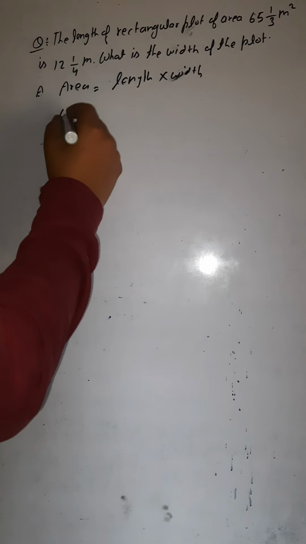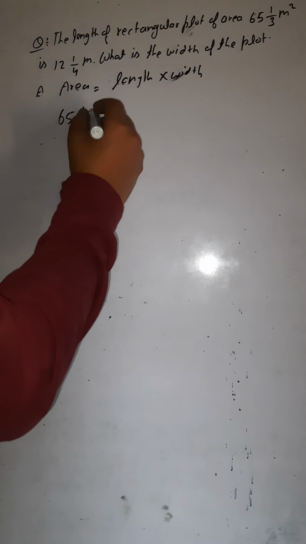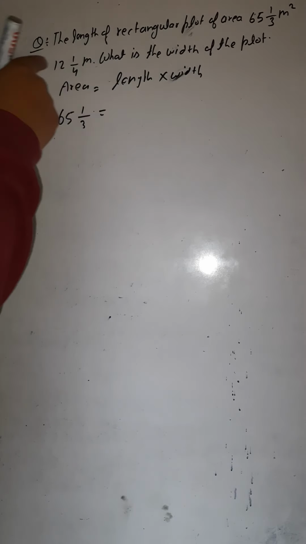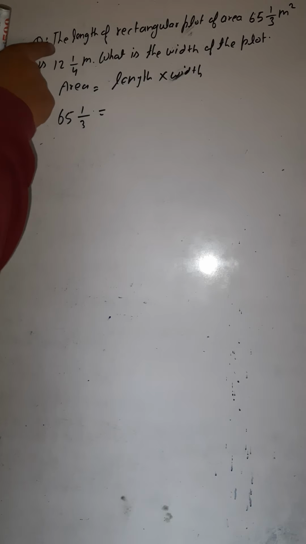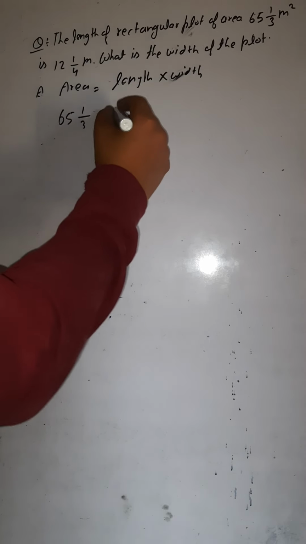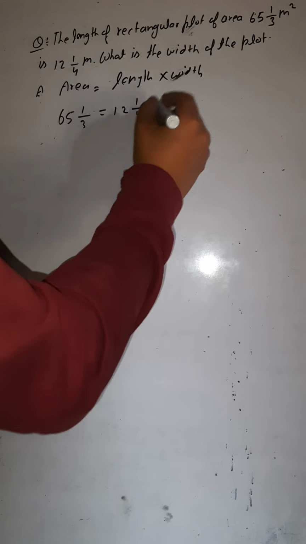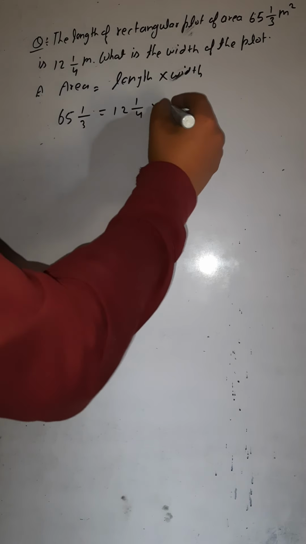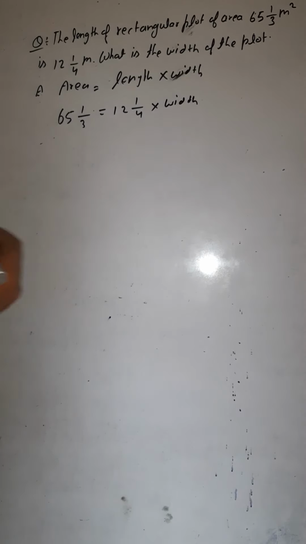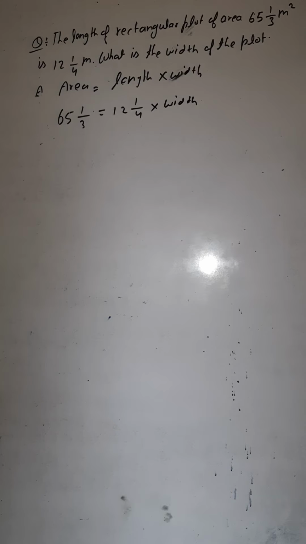So the length of the rectangular plot of area, this is the area. Area is how much? 65 whole 1 by 3 meter square. This much is the length. The length has been given here. Length is how much? 12 whole 1 by 4. Multiply. Find the width. Means width you have to find out. Okay. So just simplify this.